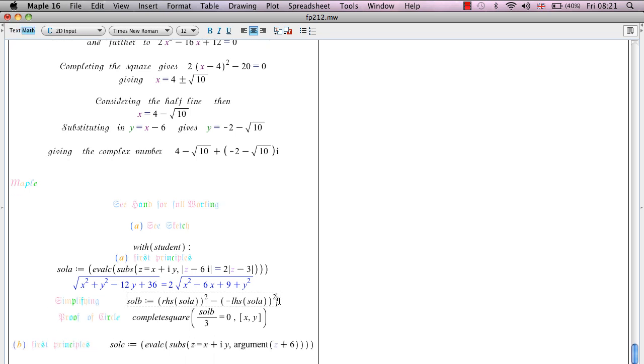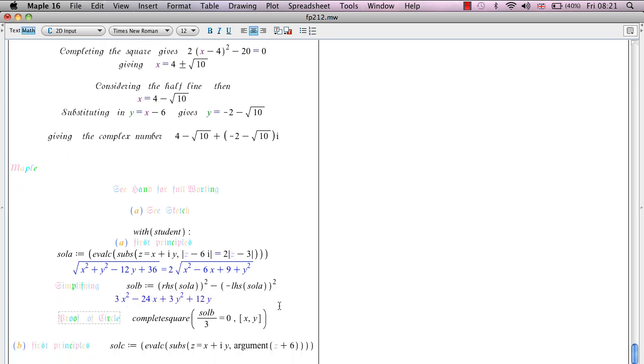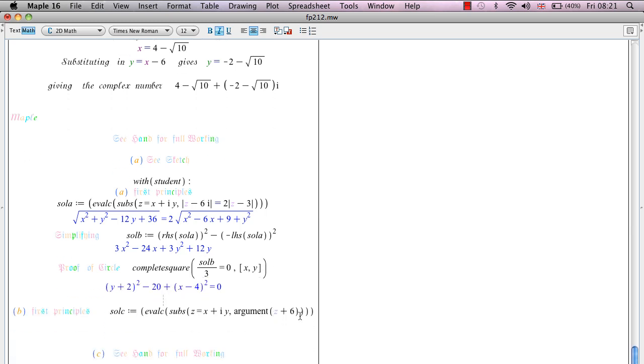So first principles for the locus of P and the half line.